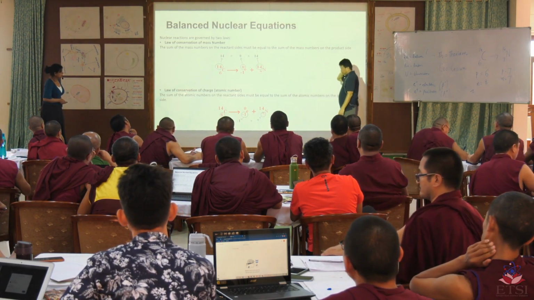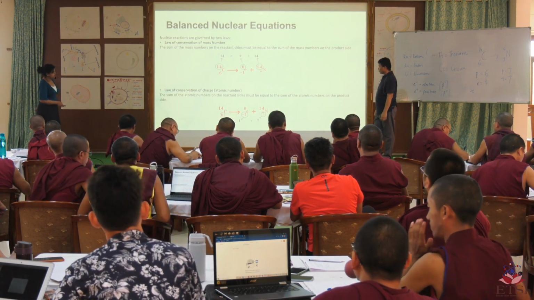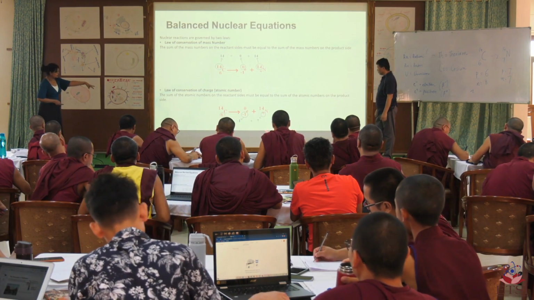And similarly, we also look for the law of conservation of atomic number. So these numbers, as I think Tsondue just explained to you, how we are getting 6 here also should be minus 1. So we have a beta particle.